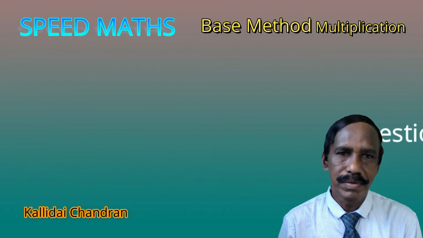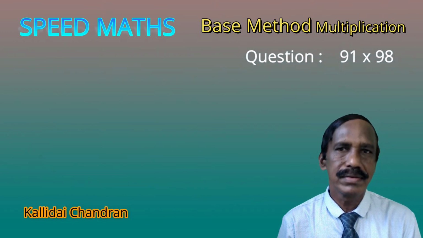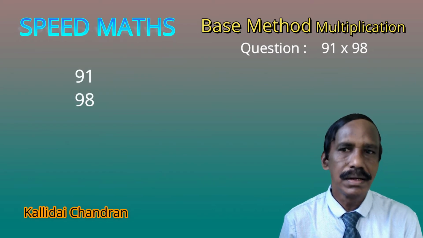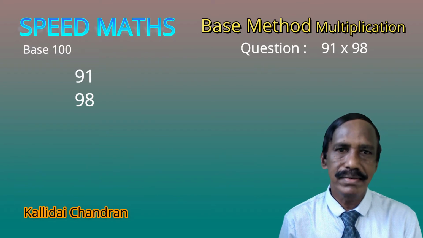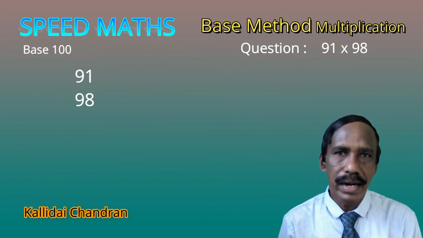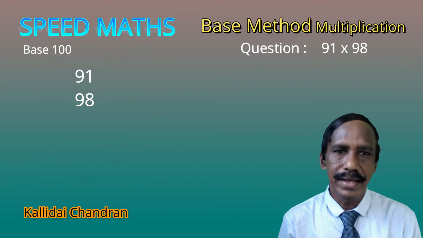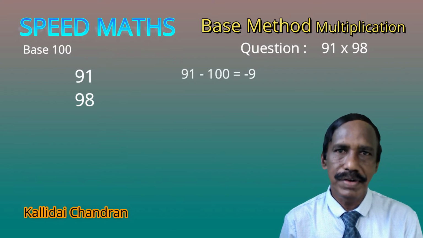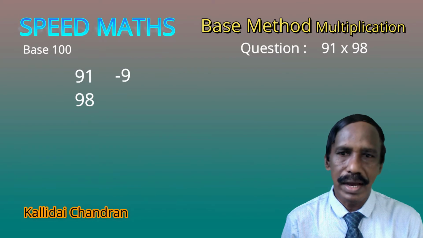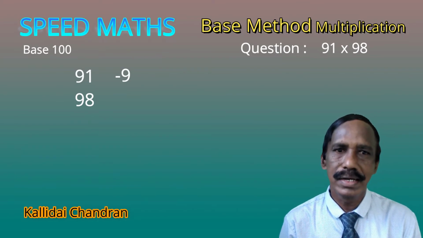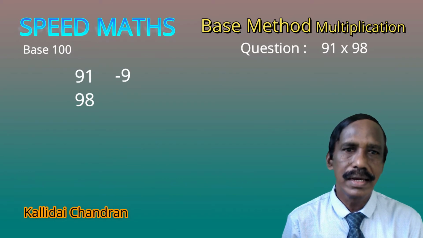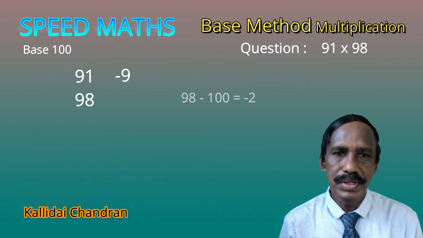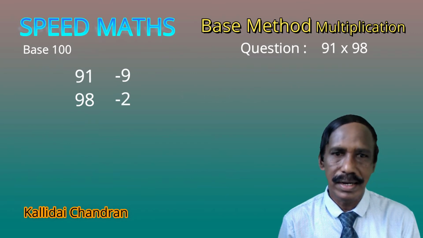Now we will see another example. Question is 91 is to be multiplied by 98. Hence you have to fix the base number as 100. Write down 91 and 98 as displayed here. Then deduct the base figure of 100 from 91 and put the answer of minus 9 as displayed here. Similarly, deduct the base figure of 100 from 98 and put the answer of minus 2 as displayed here.